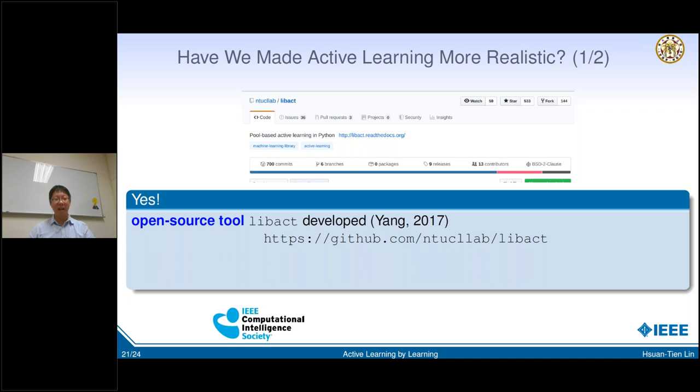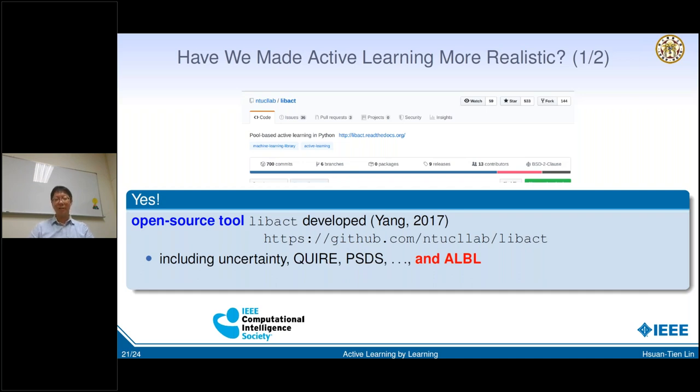You may ask, have we made the active learning domain more realistic? When we started developing the package, maybe yes. We want to educate people that you can actually do active learning more easily. And this particular package includes many different strategies and active learning by learning.